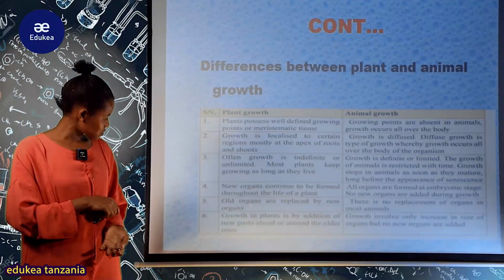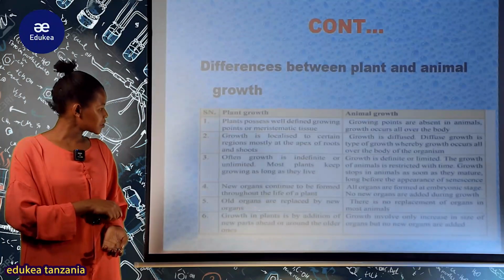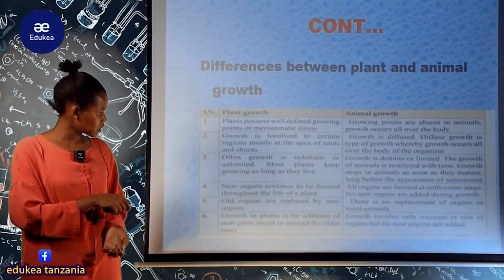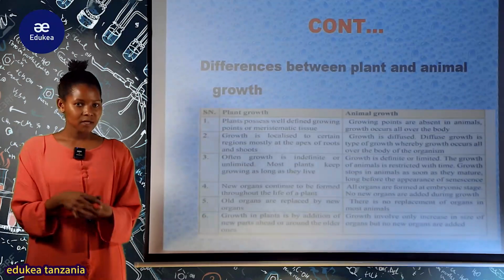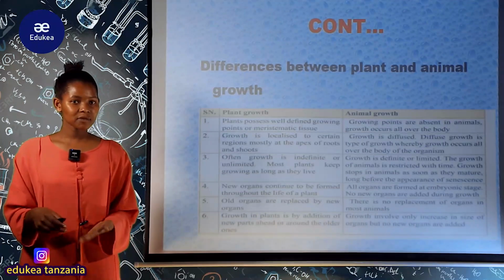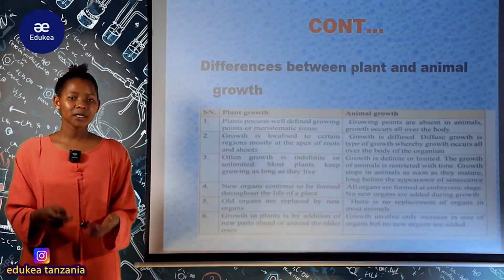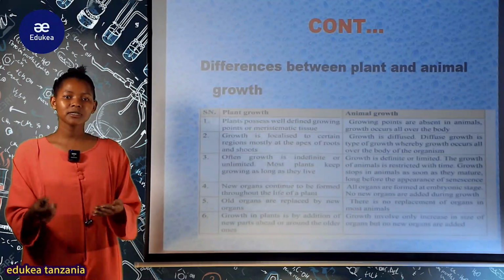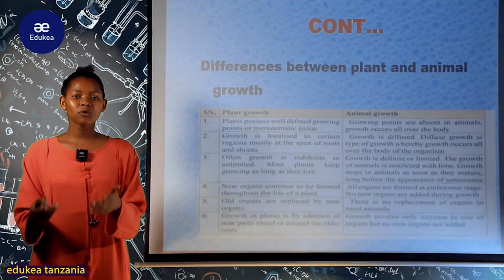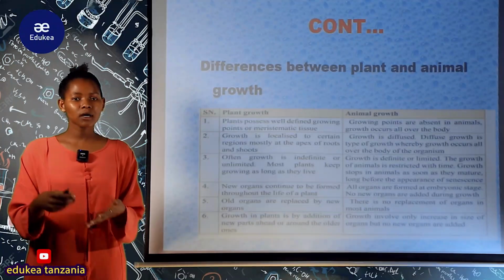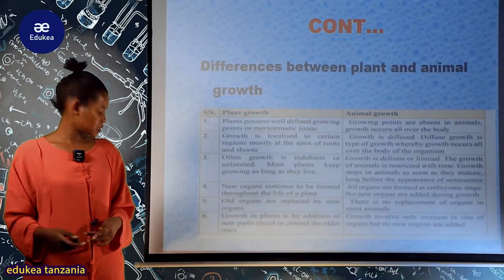Also, another difference, all the organs are replaced by new organs, or in animals there is no replacement of organs in most animals. Tukiangalia kwa animals na replacement ya organs kwa mimea inatokea. Umekata kitawi cha mti kinarudia, lakini huwezi ukakata mkono au mguu, tuseme mguu wa paka alafu then uka regenerate.